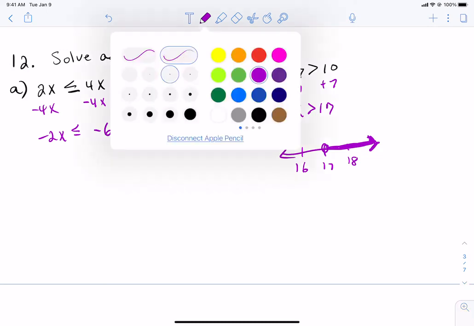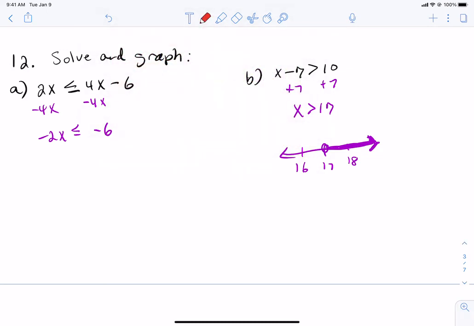Now, at this point, we're going to need to get rid of the negative 2 to divide it off. Remember, when you're solving an inequality, if you multiply or divide by a negative, you've got to turn the symbol. So we're going to divide by -2.